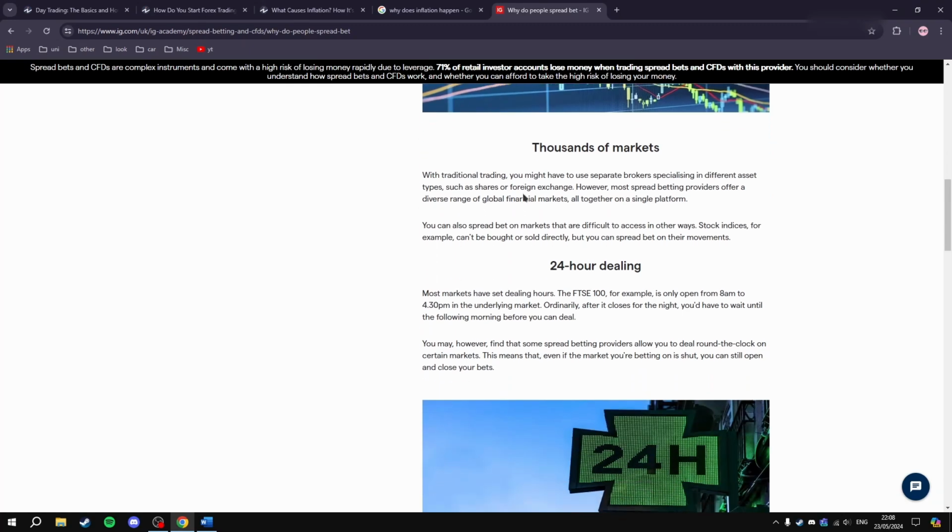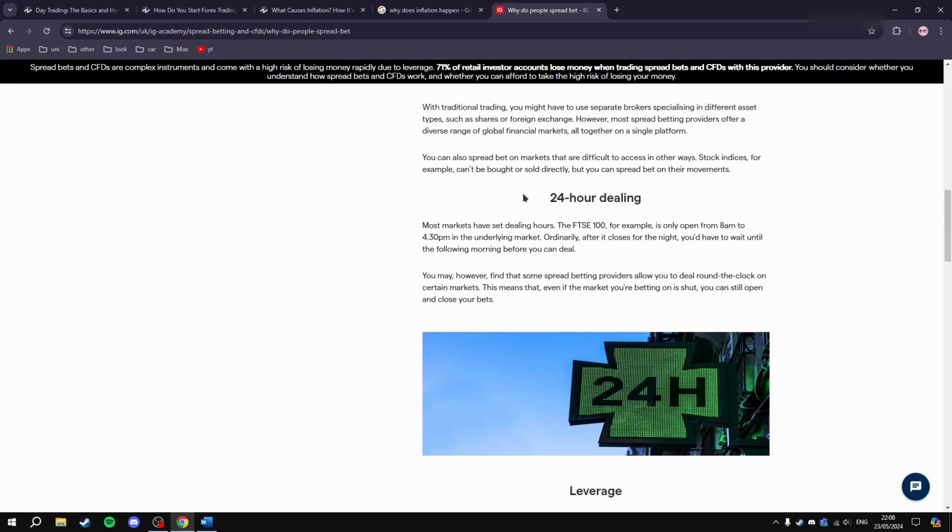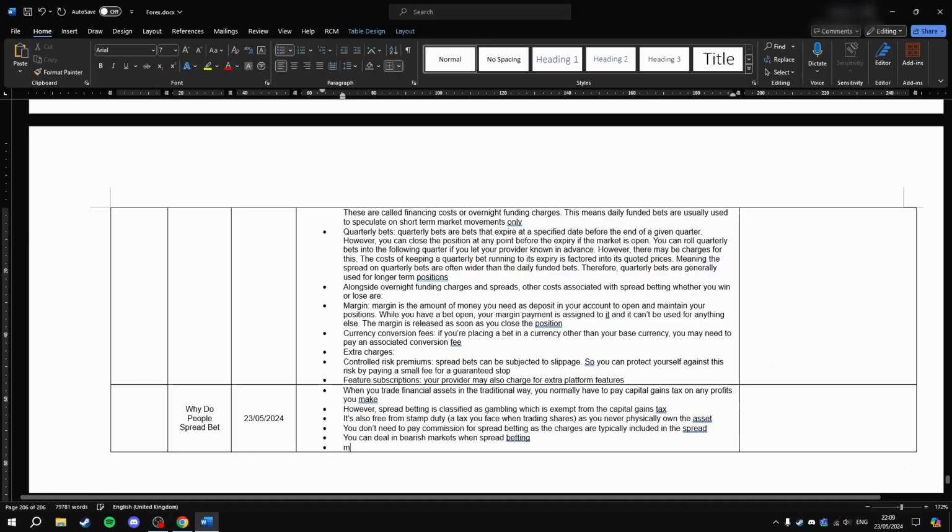Thousands of markets. With traditional trading, you might have to use separate brokers specializing in different asset types such as shares or foreign exchange. However, most spread betting providers offer a diverse range of global financial markets, all together on a single platform. You can also spread bet on markets that are difficult to access in other ways. Stock indices, for example, can't be bought or sold directly, but you can spread bet on their movements.